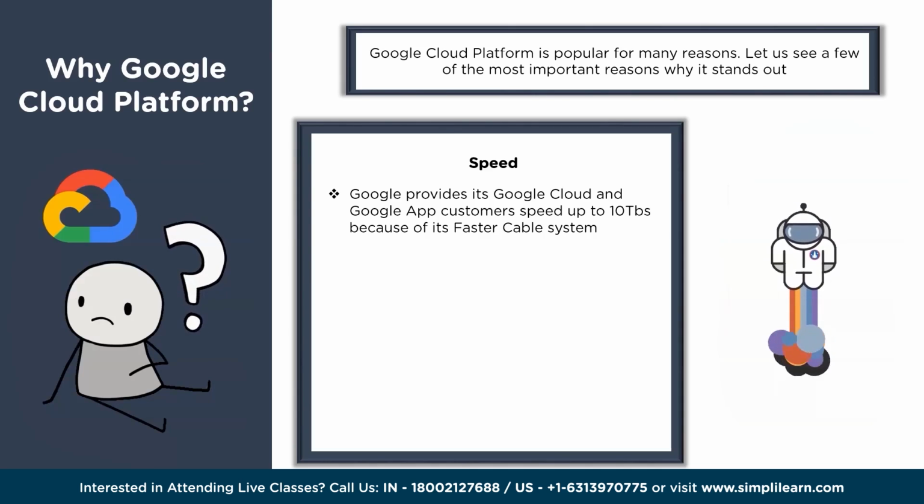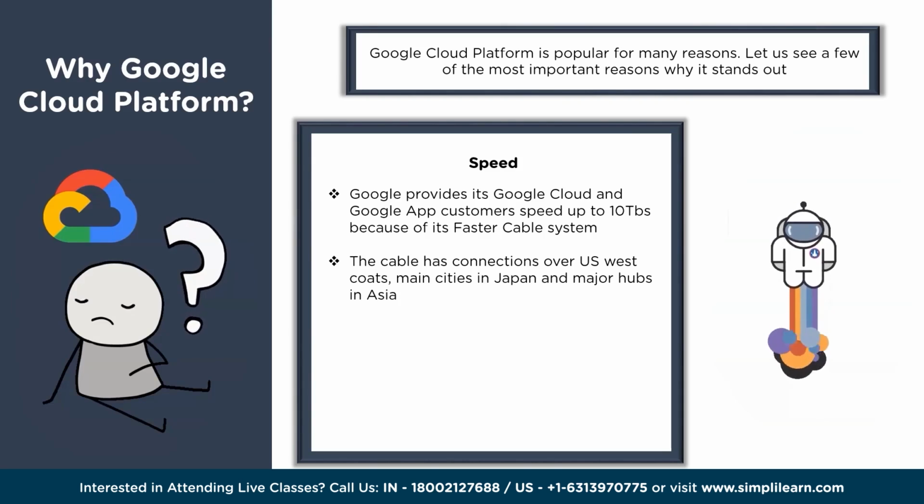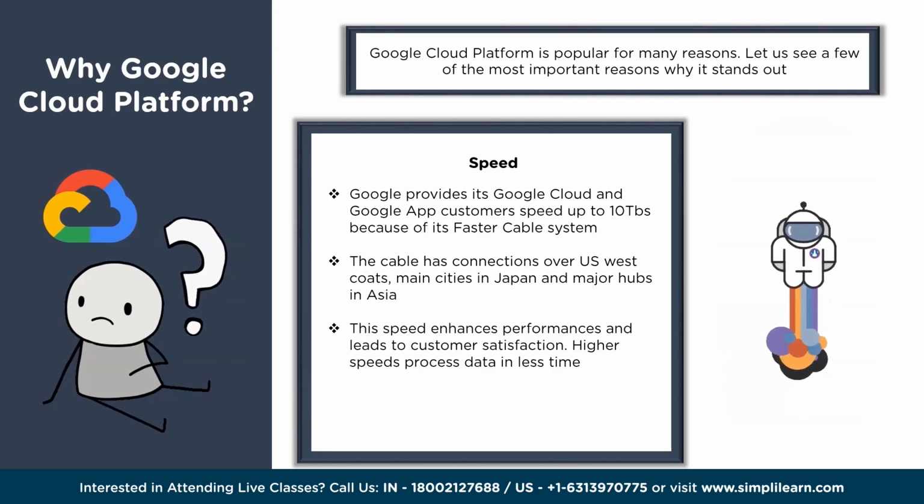system. There are different kinds of machines which can be used if you're talking about computation, memory hungry applications, or even storage intensive workloads. All in all, speed is one of the defining characteristics of Google Cloud services. The cable has connections over the US West Coast, main cities in Japan, and even major hubs in Asia. This speed enhances performance and leads to customer satisfaction.